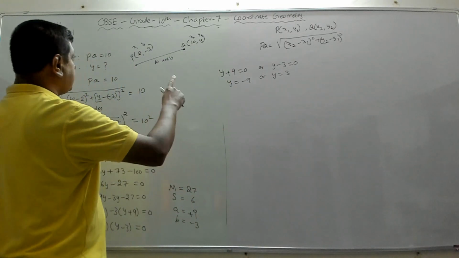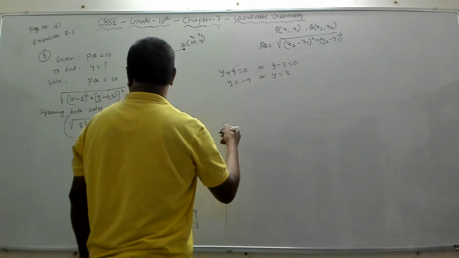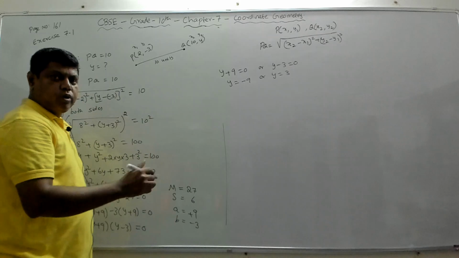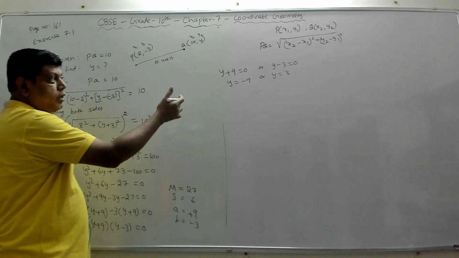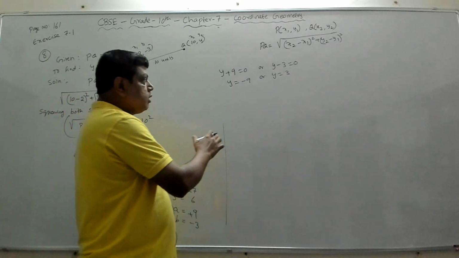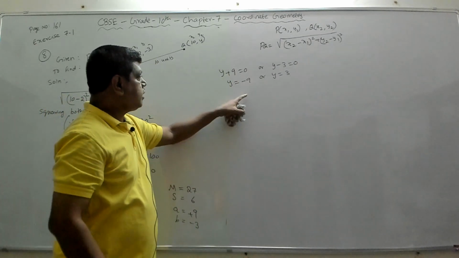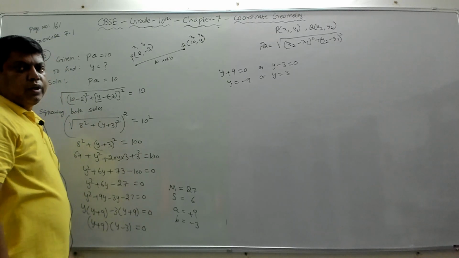The y can be either this or that. So the value of y can be either of these two. There are two answers. Both are right. And y can be negative also. Don't ignore the negative values, because it's a point. Right? So this is the answer. y is minus 9 or 3.